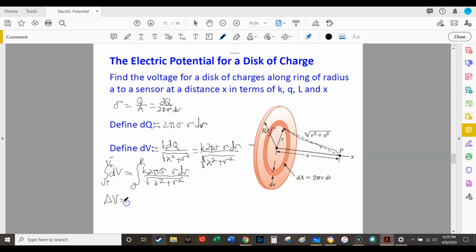Delta V is that part. And I'm going to bring my constants to the front. So I'm going to put 2 pi sigma times k in the front. And now I'm going to go from 0 to capital R, and that's r dr over the square root of x squared plus r squared. Okay? And so now we're set up. So we're going to need more room to do this, but we'll come back to this and write our solution. Okay? So I'm going to copy this exact thing over to our whiteboard.